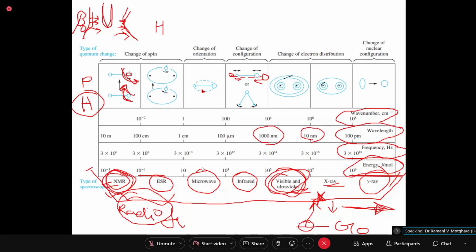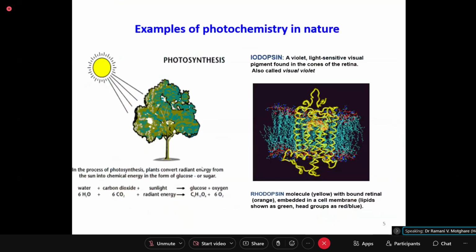So, in your UV visible region, you will find 10 nanometer to 1000 nanometer is the range of your spectrophotometer. Then the rest of the things are here, 100 micrometer, 1 centimeter, 100 centimeter, and so on. Okay, so we see that photosynthesis is due to absorption of sunlight, h nu, and it helps to fix carbon dioxide into the formation of glucose.